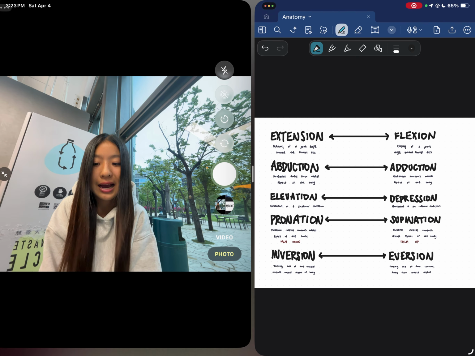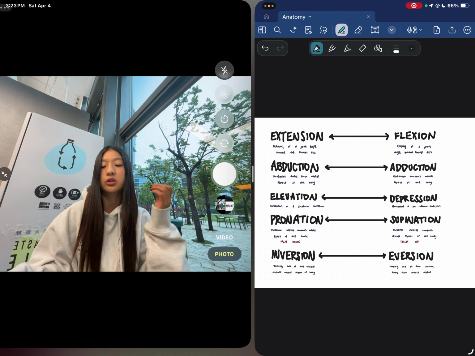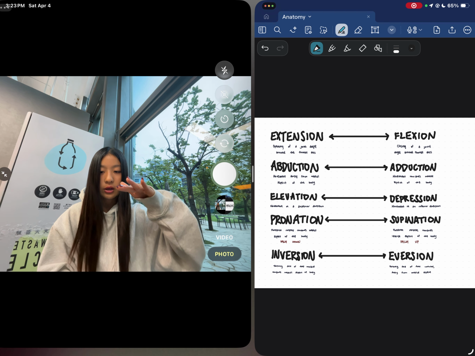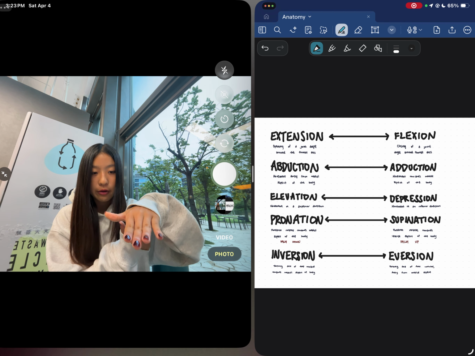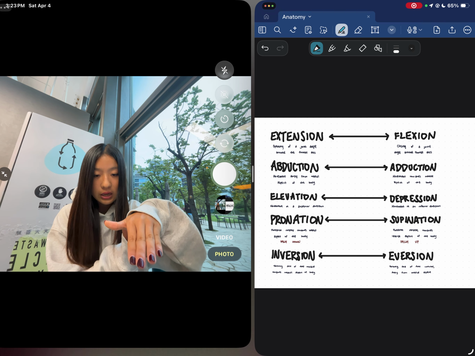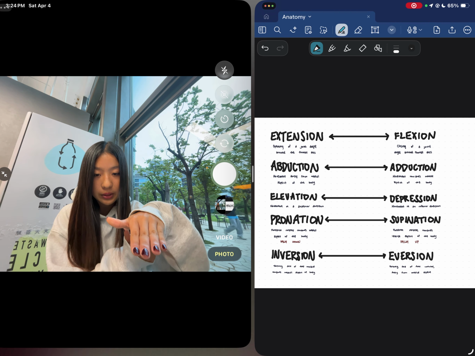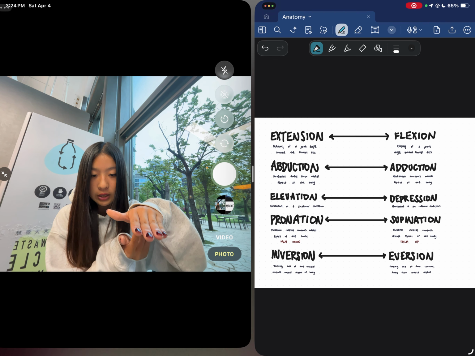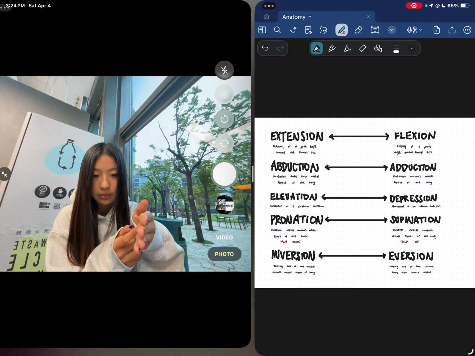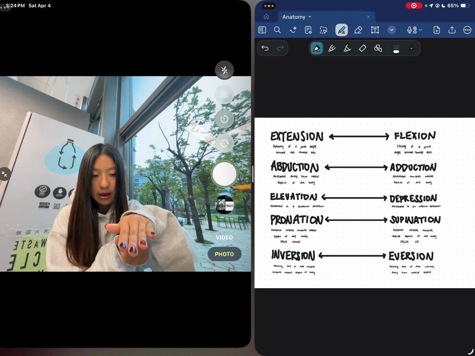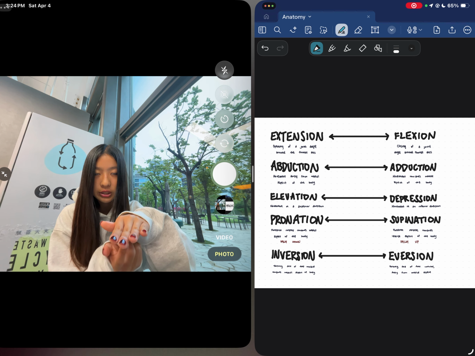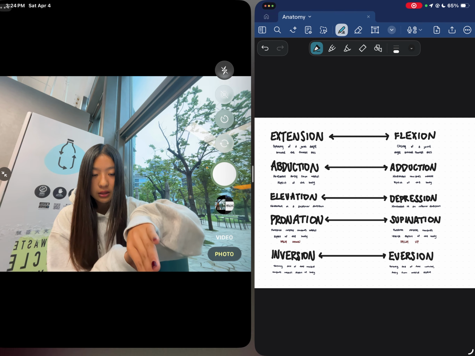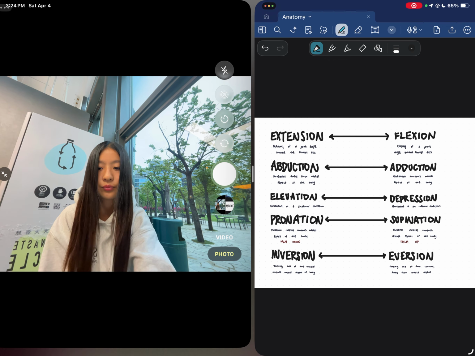Inversion and eversion happen in your ankle and your feet. They're kind of similar to pronation and supination. So if this is the sole of my foot, inversion is where the sole of my foot turns towards the medial aspect of the body, and eversion is where the sole of the foot turns towards the lateral aspect of the body.